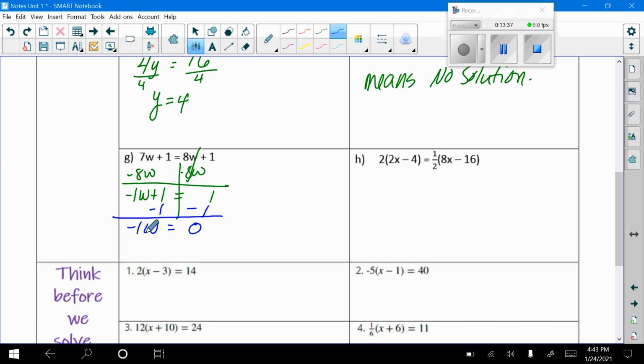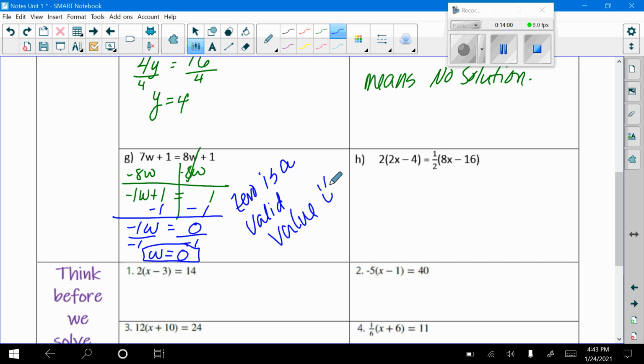Now I still have a w. Negative 1w is not 0 times w, so negative 1w. So divide by negative 1, divide by negative 1, w is equal to 0. I still have a w, so it is a valid number. So 0 is a valid answer. 0 is a valid value. So don't just get the 0 and go, "Ooh, I'm done." It's a value, it's a valid number.